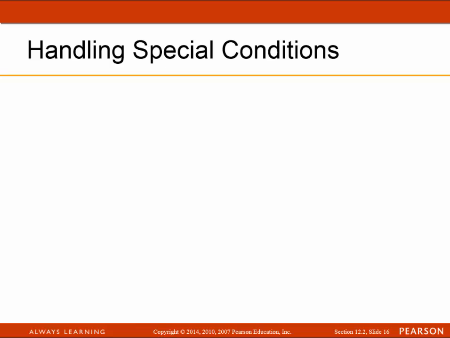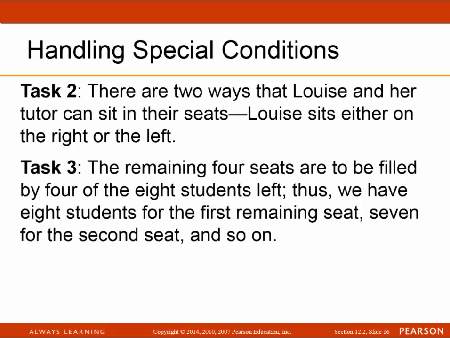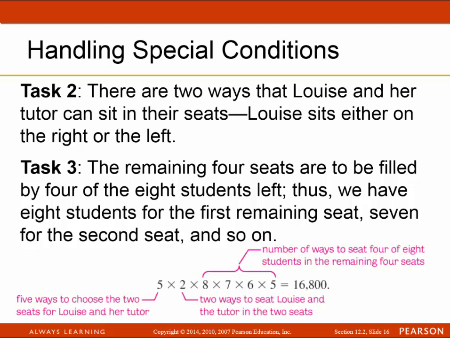Now, the next task. There are 2 ways that Louise and her tutor can sit in their seats. Louise sits either on the right or on the left. And the last one, the remaining 4 seats will be filled by 4 of the 8 students left. Thus, we have 8 students for the first remaining seat, 7 for the second, and so on. So we have 16,800 possibilities.